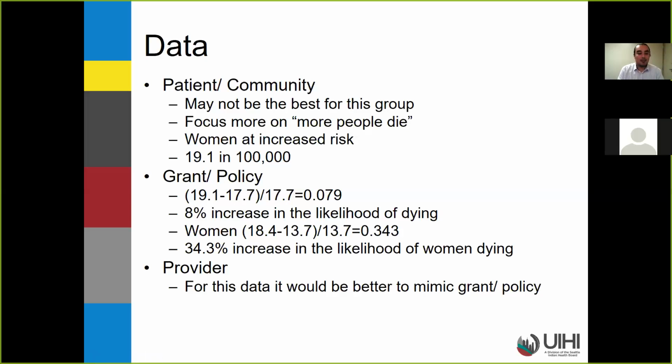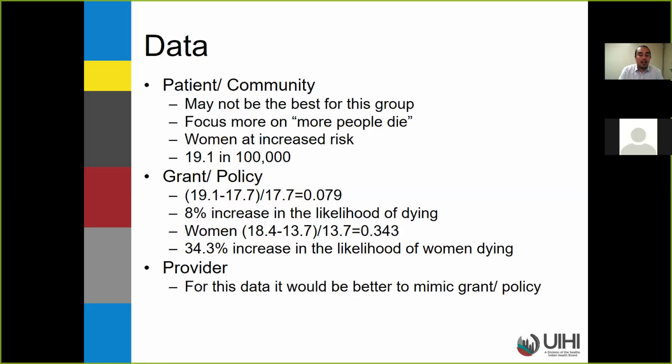So what we end up with is 0.079, sorry about that. In interpreting it, what we can say is urban AIANs experienced an 8% increase in the likelihood of dying from diabetes when compared to non-Hispanic whites. So this tells a different number.